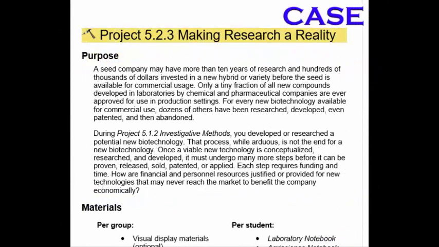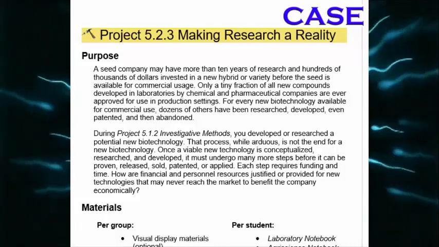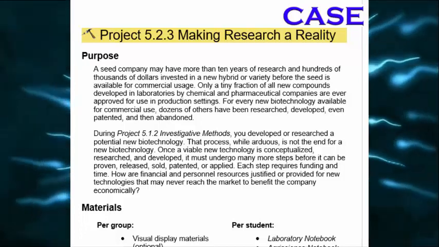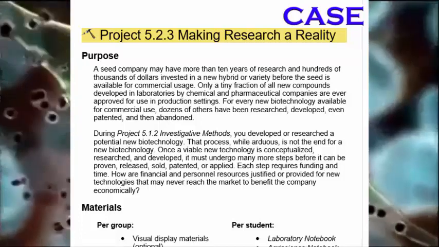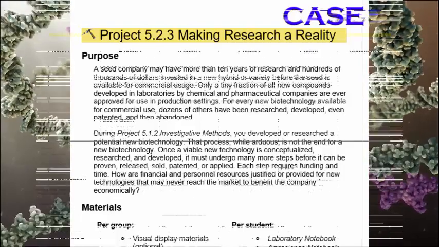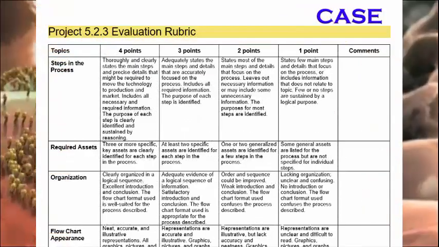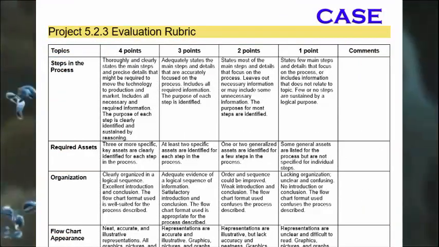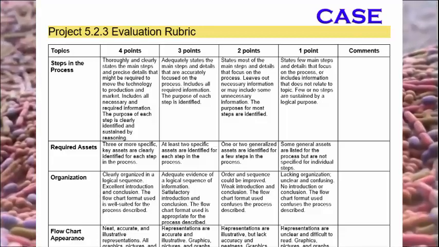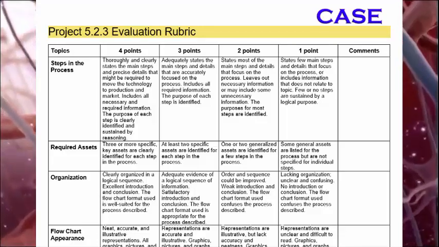Through Project 5.2.3, Making Research a Reality, you will develop a model depicting the steps from laboratory research through production of end use of the biotechnology. This will help you demonstrate how results of research have to undergo multiple steps and trials before reaching consumers. Your teacher will provide more instructions and expectations for the product, along with the Project 5.2.3 evaluation rubric.